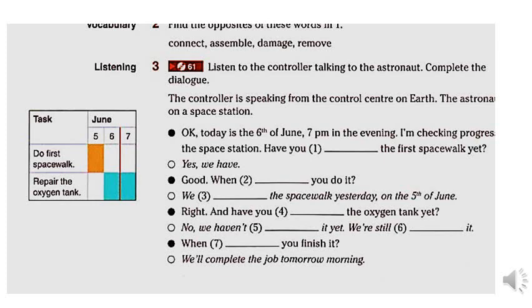Unit 12, Recording 61. Okay, today is the 6th of June, 7 p.m. in the evening. I'm checking progress on the space station. Have you done the first spacewalk yet? Yes, we have. Good. When did you do it? We did the spacewalk yesterday, on the 5th of June. Right. And have you repaired the oxygen tank yet? No, we haven't repaired it yet. We're still repairing it. When will you finish it? We'll complete the job tomorrow morning.